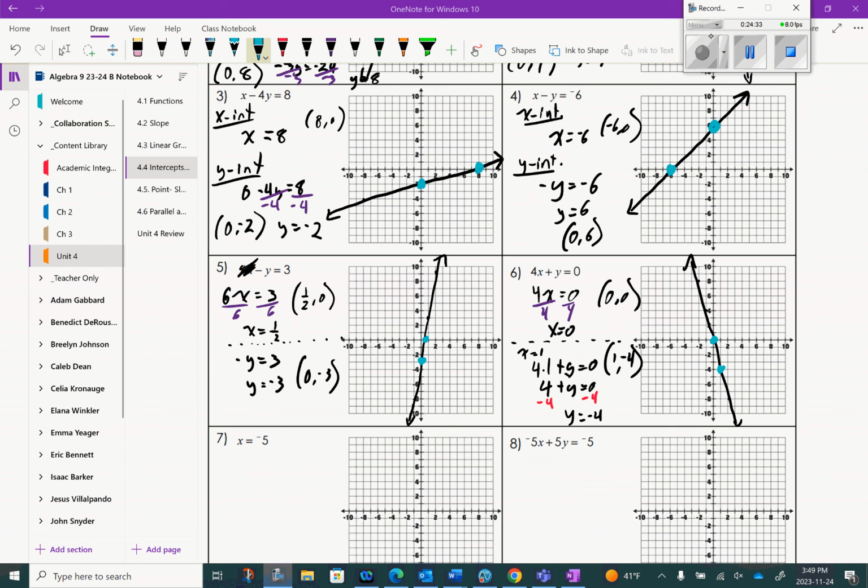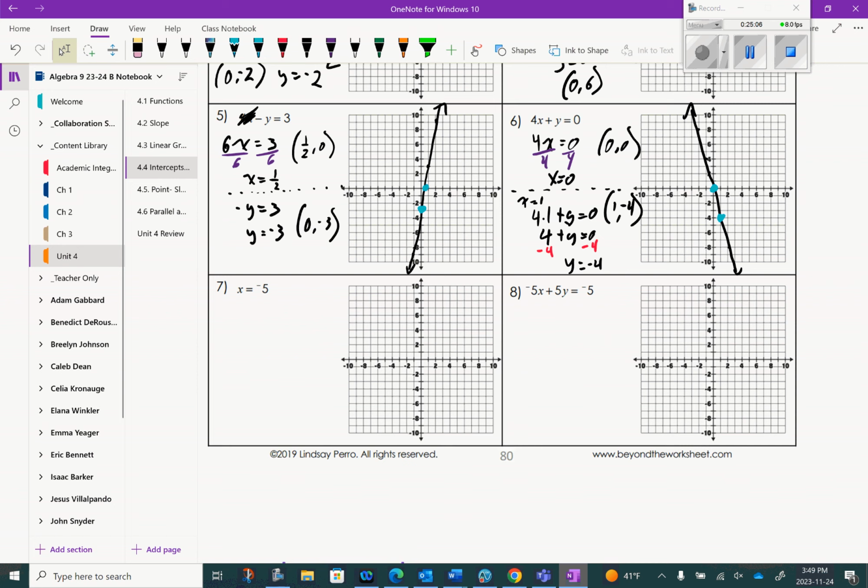So every time that you have a line that goes through the origin, that goes through 0, 0, then you're going to have to substitute and find the coordinates of a second point on your own. So again, if we can't substitute 0 in place of x or y, pick something, again, that's going to make things easy. In this case, for number 6, yeah, substituting 1 in place of x, that was pretty easy.